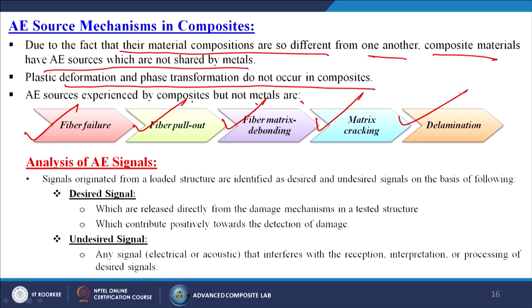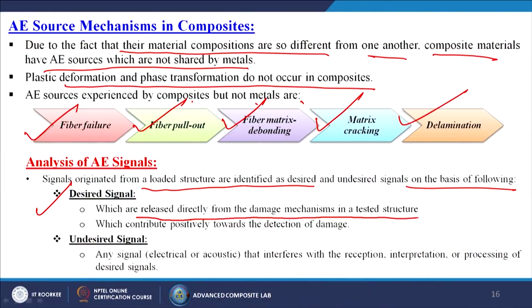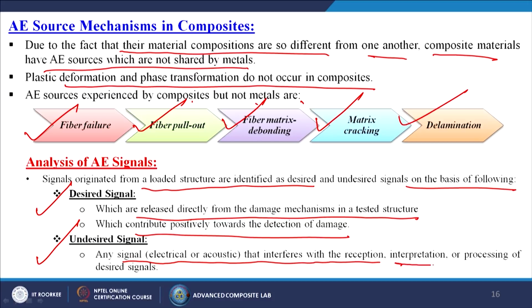Analysis of the AE signals: signals originated from a loaded structure are identified as desired and undesired signals on the basis of the following. Yes, because some signals are originally created by the formation of cracks or some kind of defects, and some are background noise, machine noise, or environmental noise. So, these are all the things. Now, the desired signals are those released directly from the damage mechanisms in a tested structure, which contribute positively towards the detection of damage. Undesired signal is any signal, electrical or acoustic, that interferes with the reception, interpretation and processing of the desired signals.